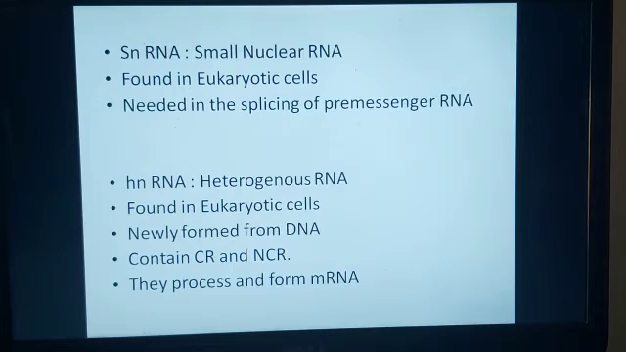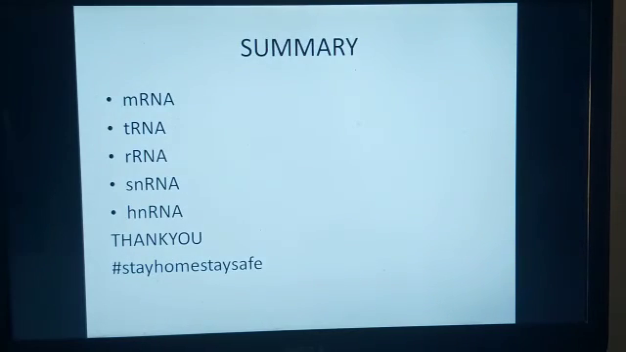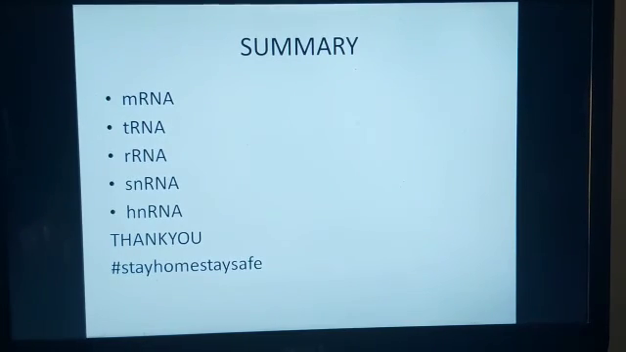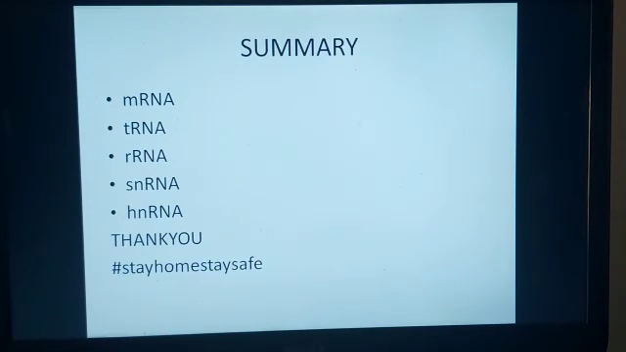Next is hnRNA, also known as heterogeneous RNA. It is also found only in eukaryotic cells, and it is formed from the DNA. It contains a coding region and a non-coding region, and it is processed to form the mRNA molecule. So this is about the RNAs. Let us summarize what we have seen in today's class. We have seen various types of RNAs: messenger RNA, transfer RNA, ribosomal RNA, snRNA, and hnRNA.